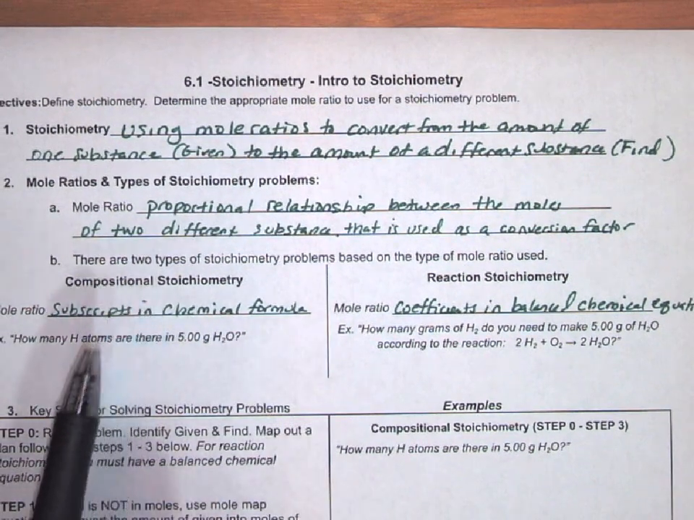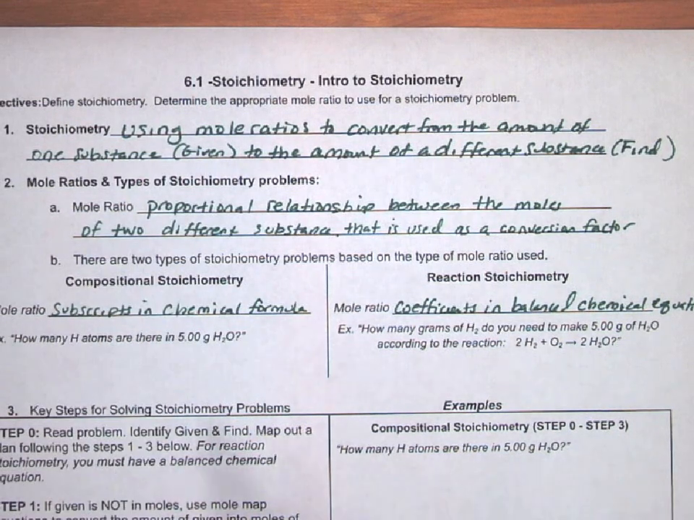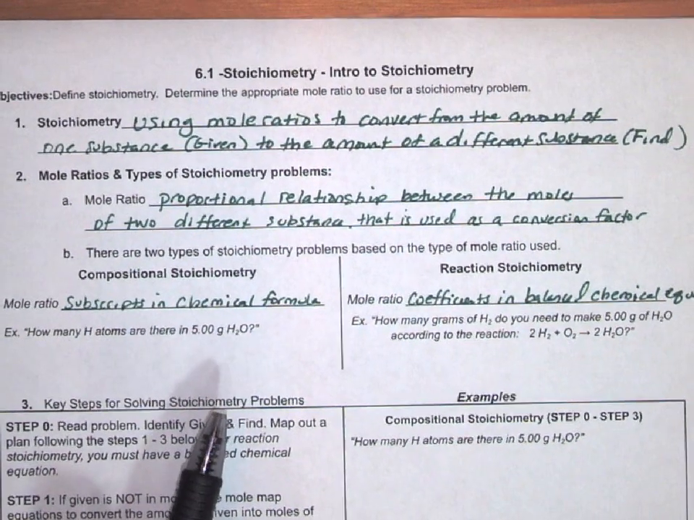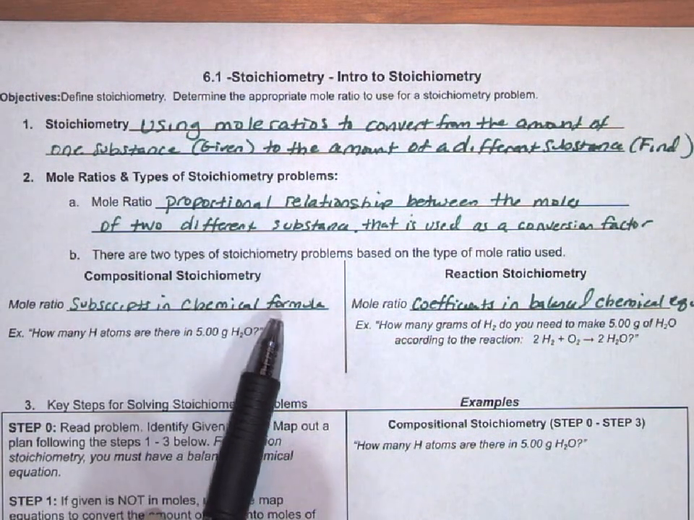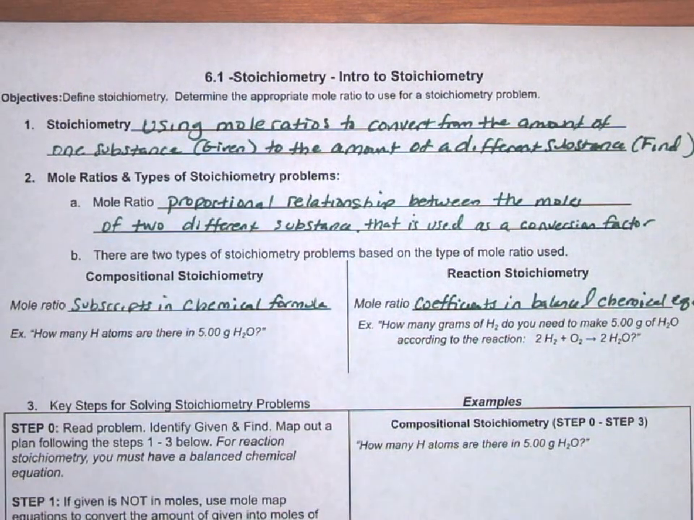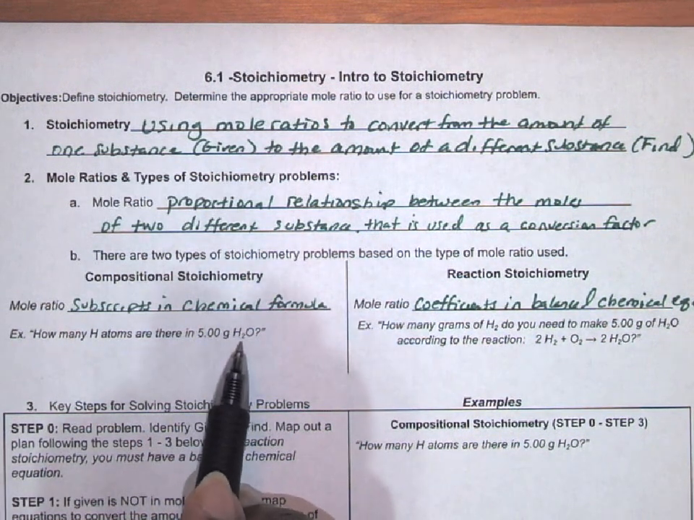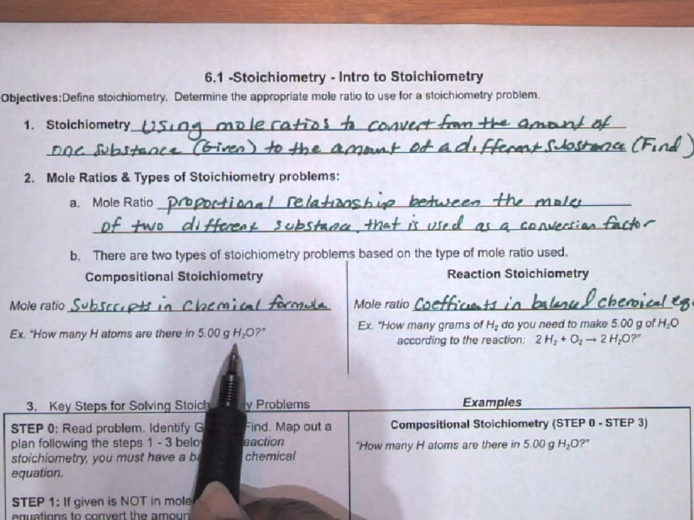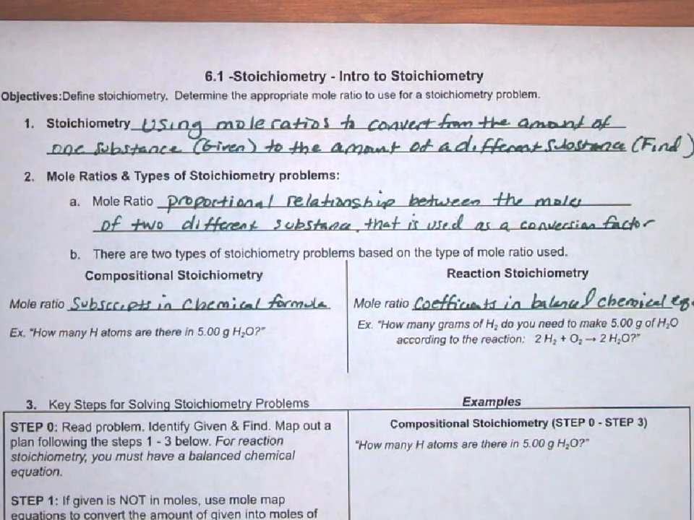So the first type of stoichiometry problem is what's called compositional stoichiometry. In compositional stoichiometry, the mole ratio comes from subscripts in the chemical formula. When I say a chemical formula, H2O is a chemical formula. It's the chemical formula for water. And we would use the subscripts, either the 2 for the hydrogen or that invisible 1 for the oxygen, to help us with our mole ratios.